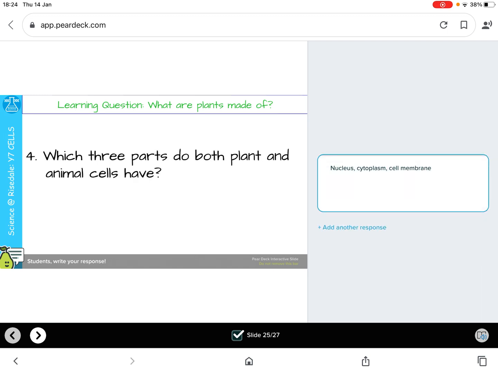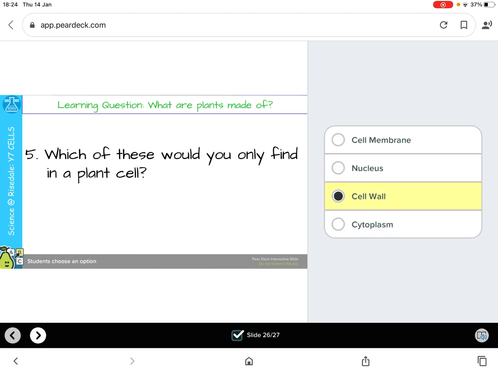Which three parts do both plant and animal cells have? So if you had made a drawing of the animal cell or just looked it up, then you would have seen the nucleus, the cytoplasm, and the cell membrane are all in common. You could also have had mitochondria because that is in both of the drawings that we've done. They actually overall have 5 parts in common. We've learned 4 of those, and we'll learn about another one called ribosomes later on.